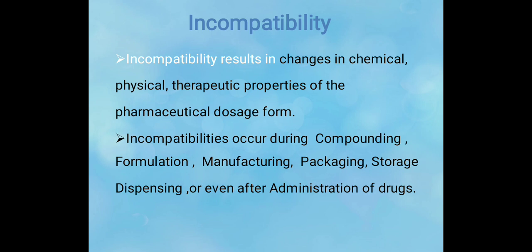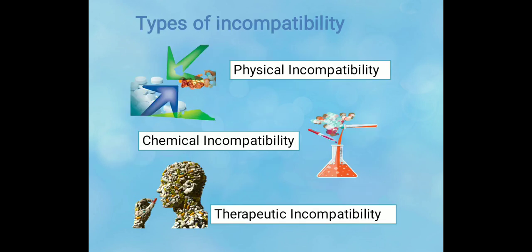However, the possibility of incompatibility occurs when proprietary medicines are either diluted or mixed together, or if they are not stored in suitable containers. Now let us discuss the types of incompatibilities. There are mainly 3 types of incompatibilities: physical incompatibility, chemical incompatibility and therapeutic incompatibility. One by one we will discuss each of these types.